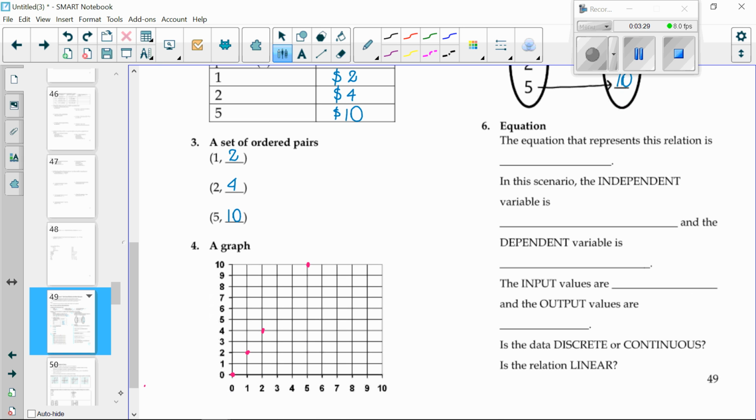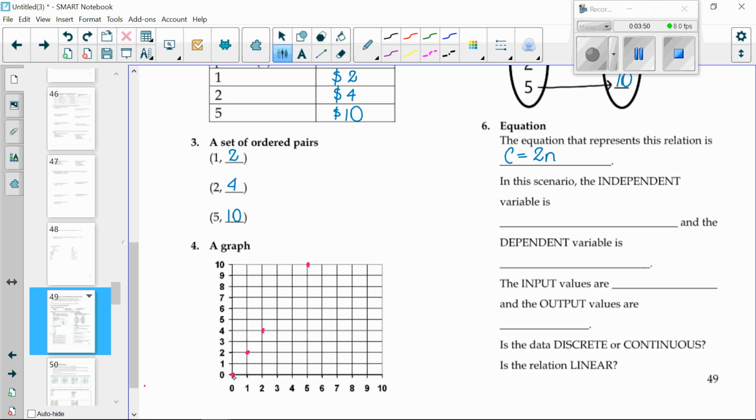The equation that represents this relation is, okay, so let's take a look. What is our slope? So I've got C is equal to, now our slope is 2. So it's going to be 2n. What is our y-intercept? Well, our y-intercept is 0. So it's just going to be C equals 2n.